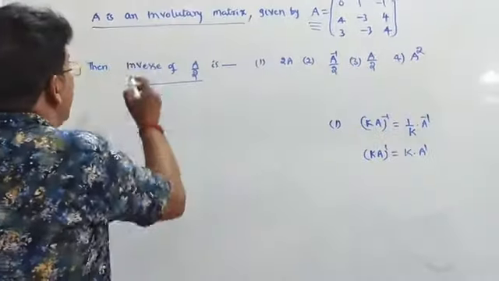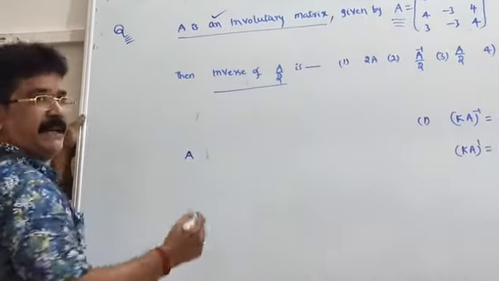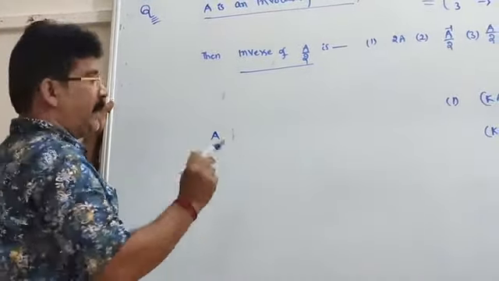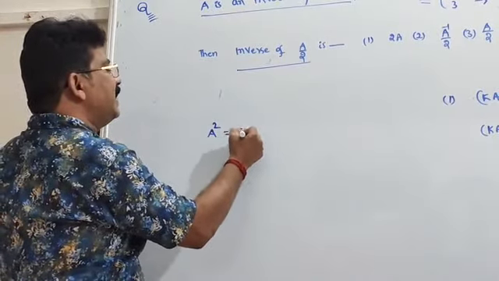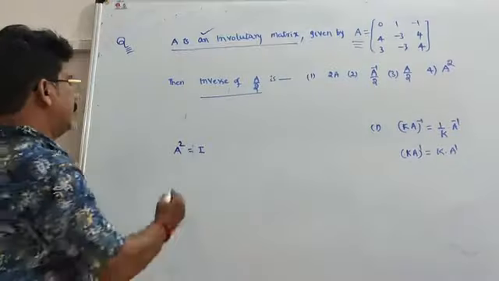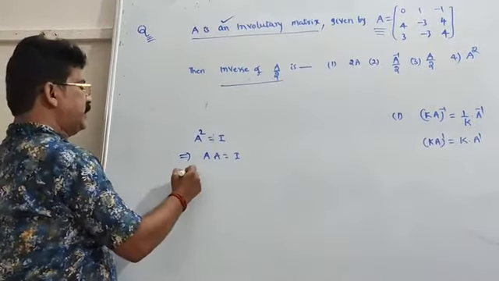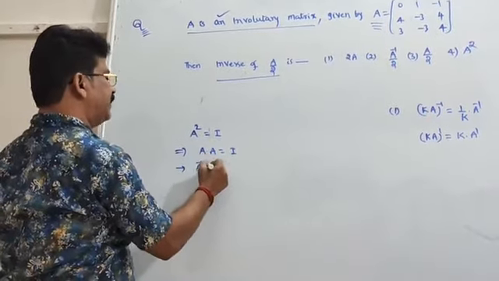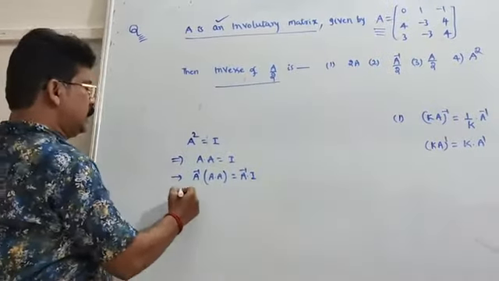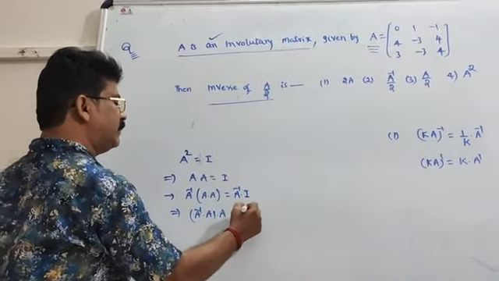Okay, next. Here capital A is an involutory matrix. Already I said the definition of involutory matrix: let capital A be a square matrix, and if A square is equal to I, then capital A is called an involutory matrix. So A square means A into A, that is equal to I. Take the left multiplication with A inverse on both sides, that is equal to A inverse into I. So it can be A inverse into A into capital A, that is equal to A inverse.